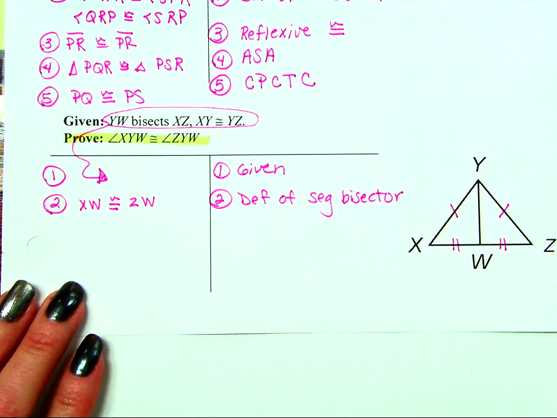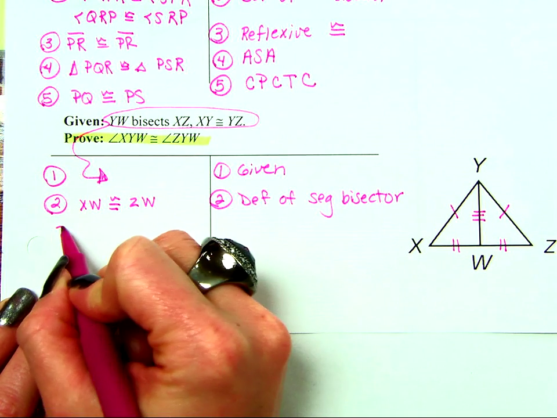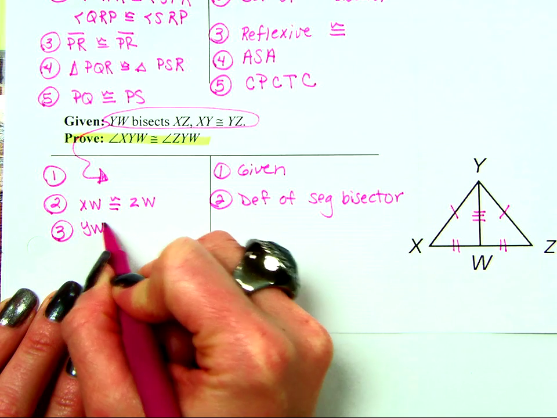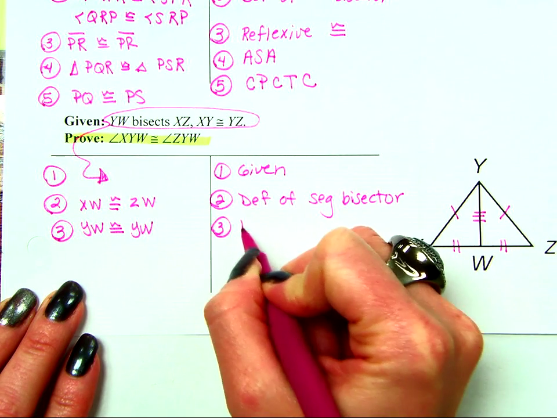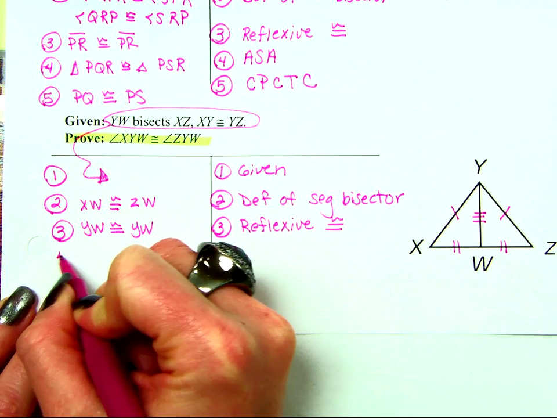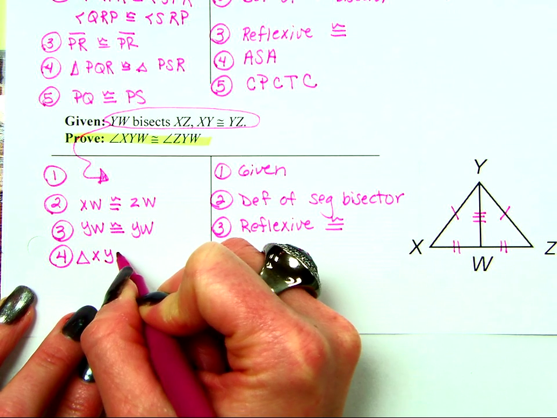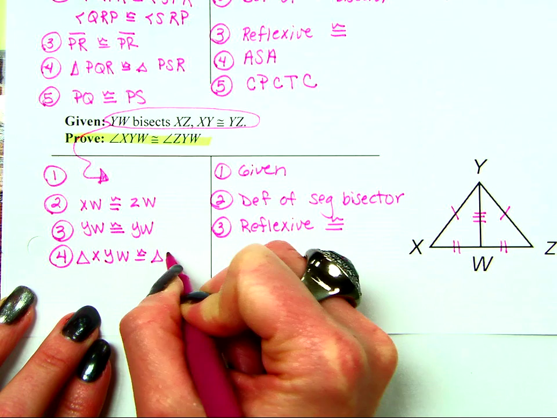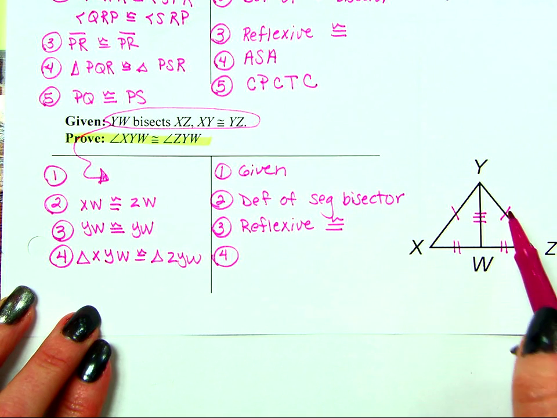And as I look, there are a couple different ways to prove these triangles congruent, but probably the easiest way is to now mark my shared side. My shared side would give me my shortcut of side, side, side. So YW congruent to YW by the reflexive property. And now I'm going to go ahead and say that my triangles are congruent. Triangle XYW congruent to triangle ZYW because we have shown side, side, side shortcut.